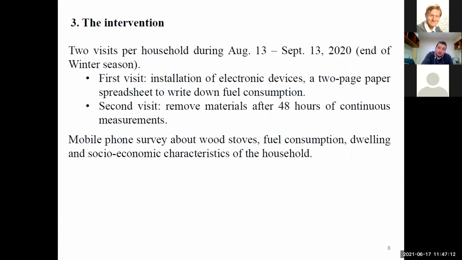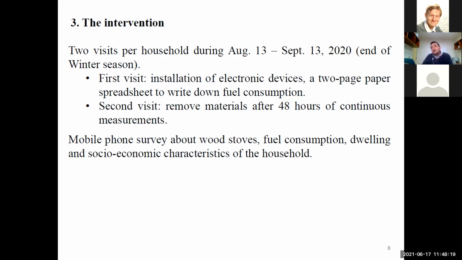This intervention was done in the last part of the winter last year, in the middle of the COVID pandemic in Talca. We visited the households twice. First, we installed electronic devices: PM2.5 sensors, and also stove use monitors in the stoves. We also gave the households a 2-page paper spreadsheet so they could write down the fuel consumed as self-reporting. In a second visit, after 48 hours, we removed all the materials. It's important to say that for each household we measured these variables for only 48 hours, during this 1 month of field work.